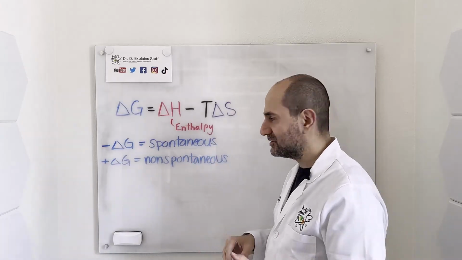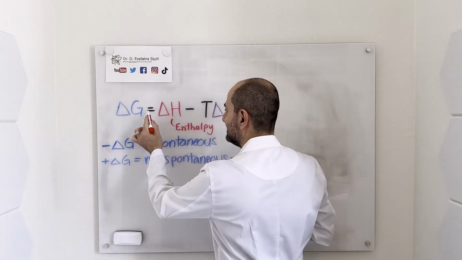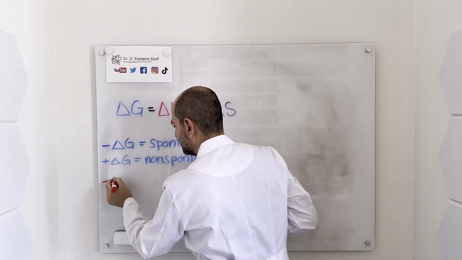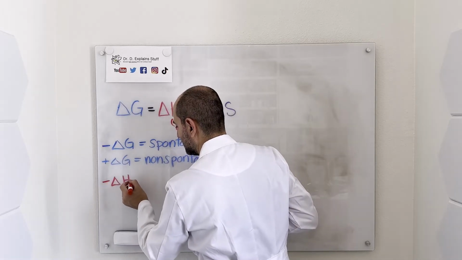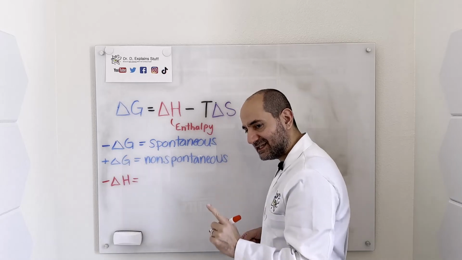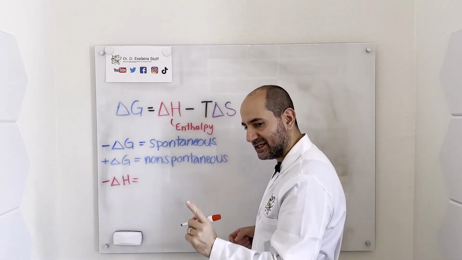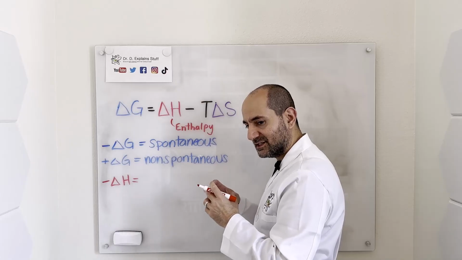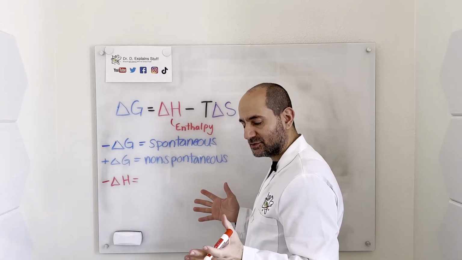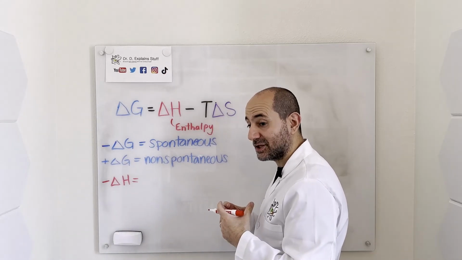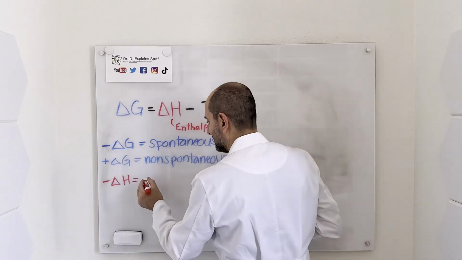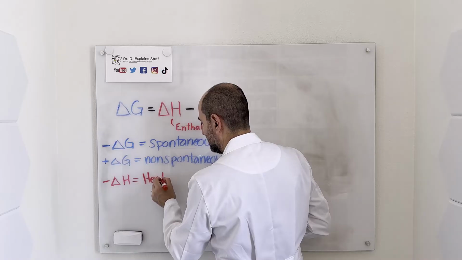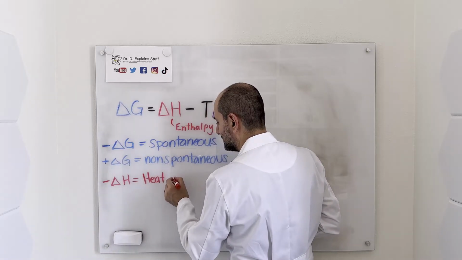Now, bear with me on this. If there's a negative change in enthalpy, a negative delta H, this means that the system has lost total energy, which means it's lost heat. This means that heat has been released.